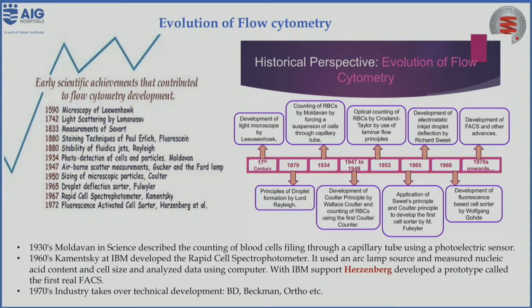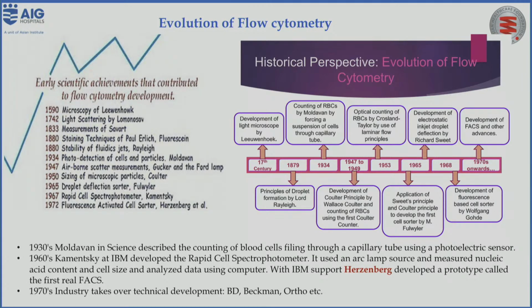Definition of flow cytometry. From the discovery of the microscope in 1590 by Leeuwenhoek till 1972, when Heisenberg discovered flow cytometry for the first time. In 1960, Kaminsky at IBM developed a rapid cell spectrophotometer, which was used to measure nucleic acid content and cell size using an arc lamp source, and the data was analyzed using a computer. With IBM support, Heisenberg developed a prototype called FACS, that is, fluorescence activated cell sorter.